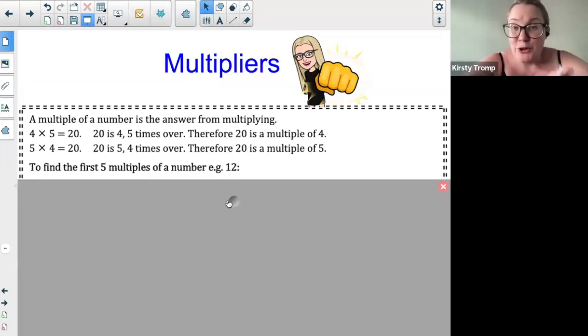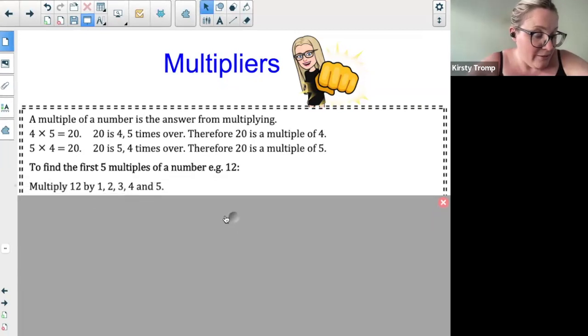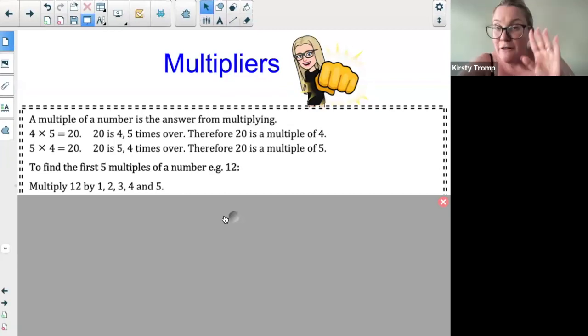If we're looking to find the first 5 multiples of a number, for example, 12, then we're going to look at multiplying 12 by 1, 2, 3, 4, and 5. Now, somebody's going to ask me, ma'am, how did you know that you want them to multiply it by 1, 2, 3, 4, and 5? You know that because they've asked you to find the first 5 multiples. So when they ask you to find the first 5 multiples, we start at 1.